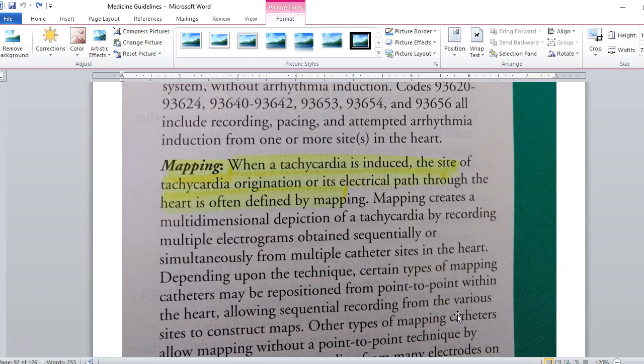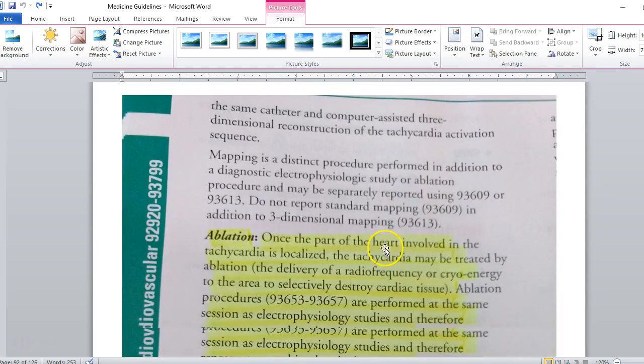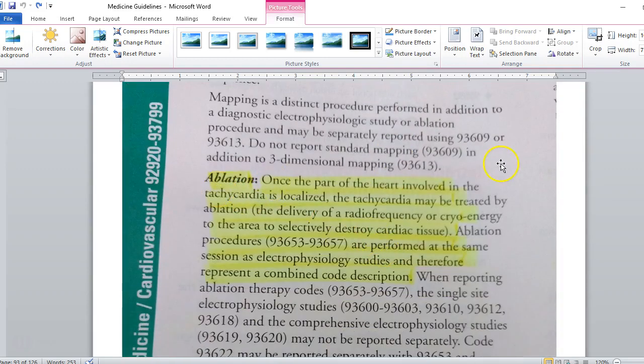So the induction is trying to get the heart out of rhythm so that we can then map, find the area that has the problem, and then we can ablate. Once the part of the heart involved with tachycardia is localized, the tachycardia may be treated by ablation, the delivery of radiofrequency or cryoenergy to selectively destroy cardiac tissue.